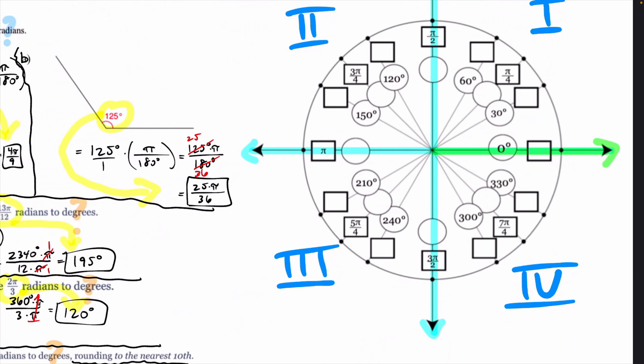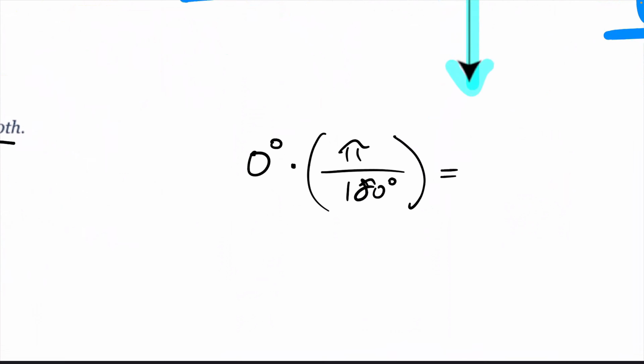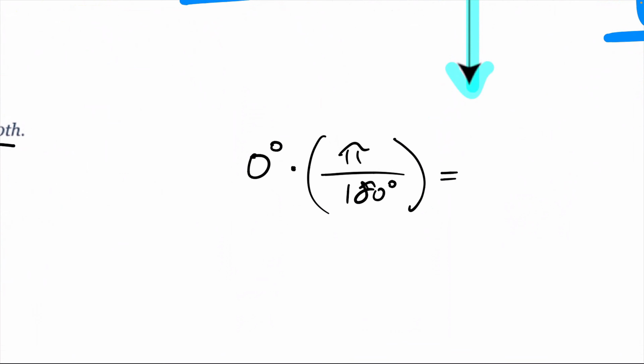I'm going to do the first one, 0 pi, or 0 degrees. I have to figure out what this equals, radians. So my question mark is on radians. So this is the formula I'm going to use. If I'm looking for radians, this is the formula I'm going to use. Okay? So let's go down here. 0 degrees times pi over 180, because I'm trying to find radians. What is 0 degrees as a radian?